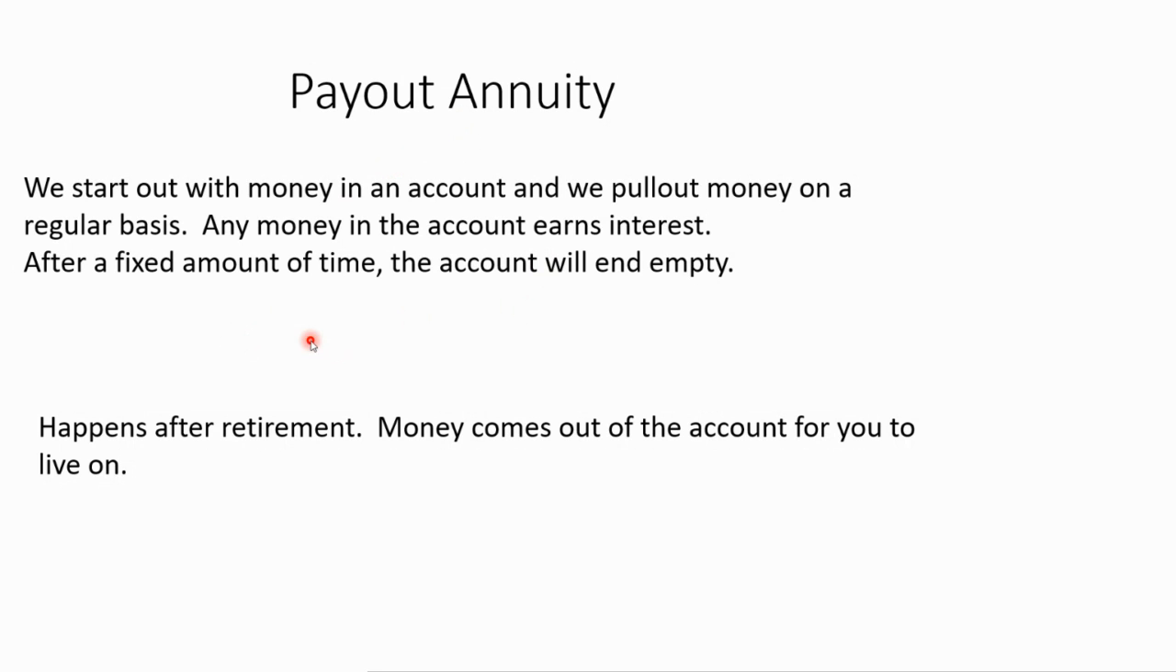You can almost think of this as what happens once you retire. With a savings annuity, that's before you retire. With a payout annuity, this is what you have after you retire. You have your retirement account, you're taking money out of it. This is the money that you live on, so to say.